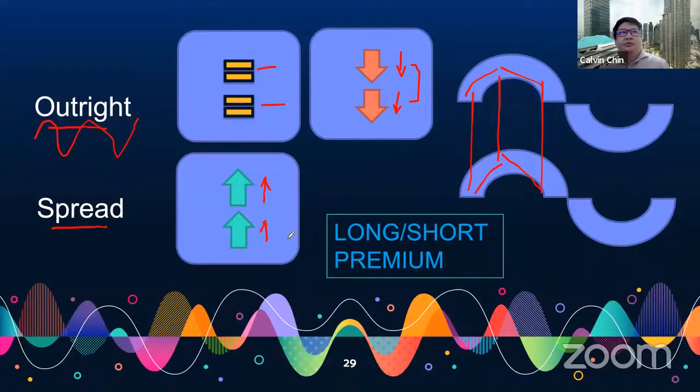Also, you will see the spread is moving, but actually the outright is already moved. Okay. So we will go into this numerical example.